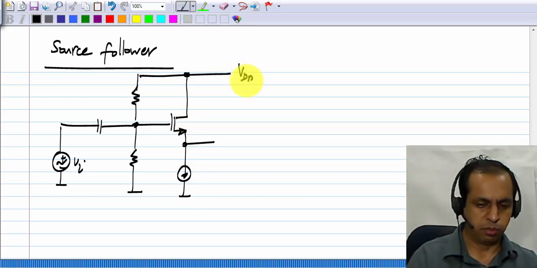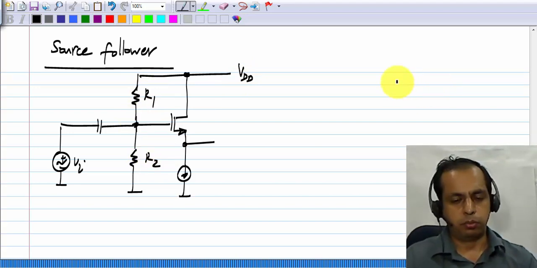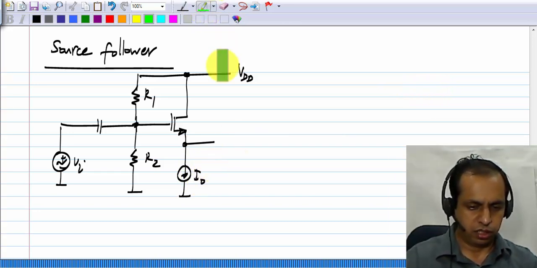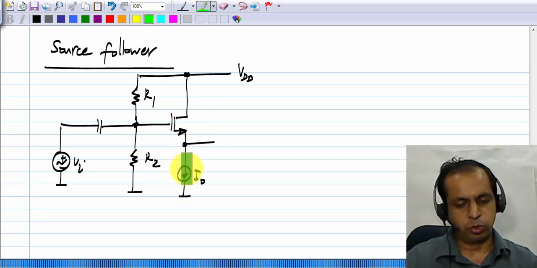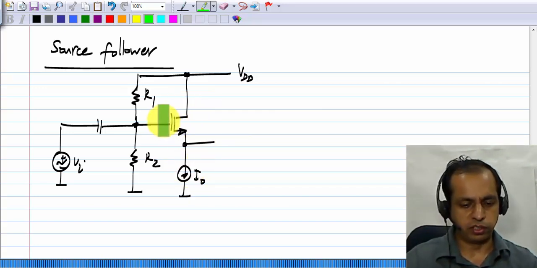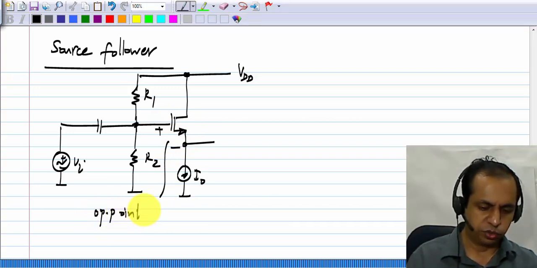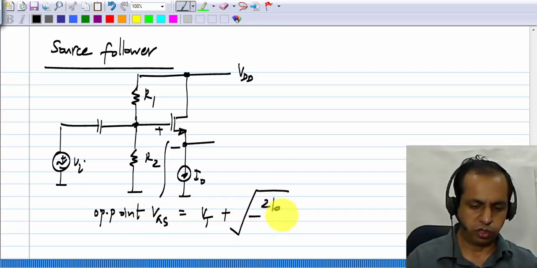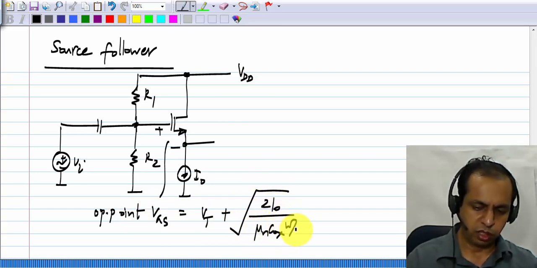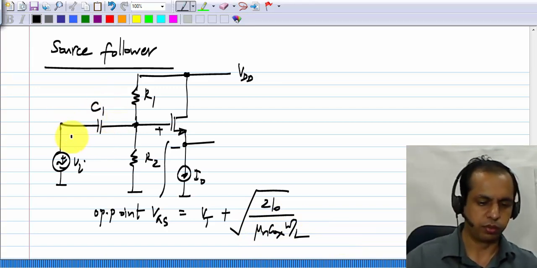This is connected to some supply voltage VDD. First of all, the bias point gets established, and there is negative feedback for biasing itself. That is, if the actual drain current is more than this current, the source voltage will increase, the VGS will reduce. And eventually at this operating point, the gate source voltage will settle to the threshold voltage plus the square root of 2 I naught by mu n Cox W by L. Let me call this C1.